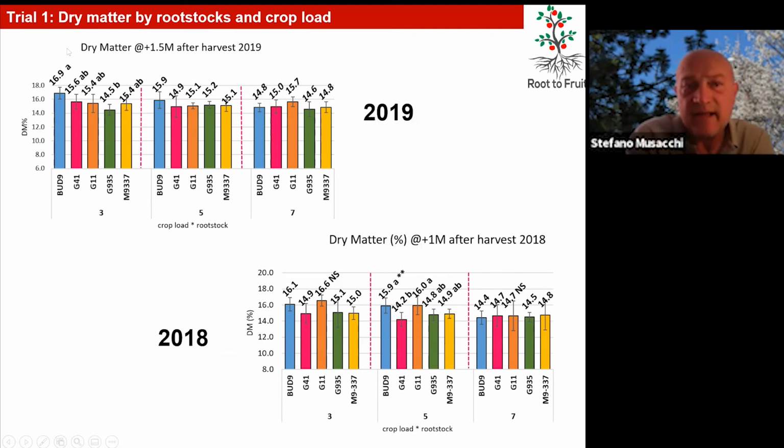And dry matter again is a function of crop load, but not all the rootstocks behave the same. You can see here again, Budagovsky 9 with a low level of crop is going really up with the dry matter, 16.9, and with 5 it is 14.9. It is losing 1 Brix every level of crop load in this case here.